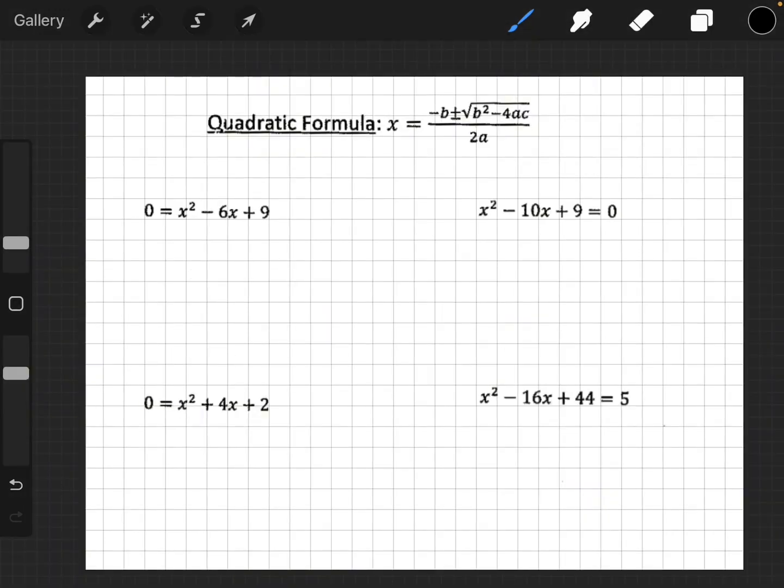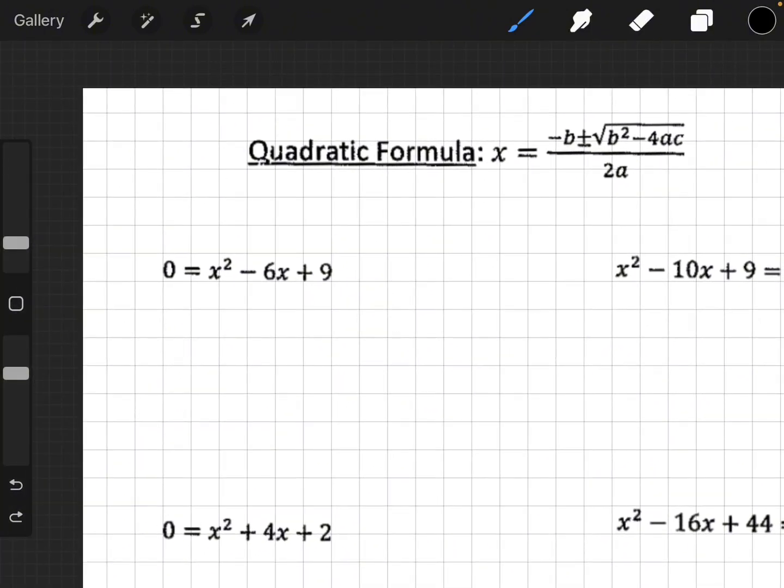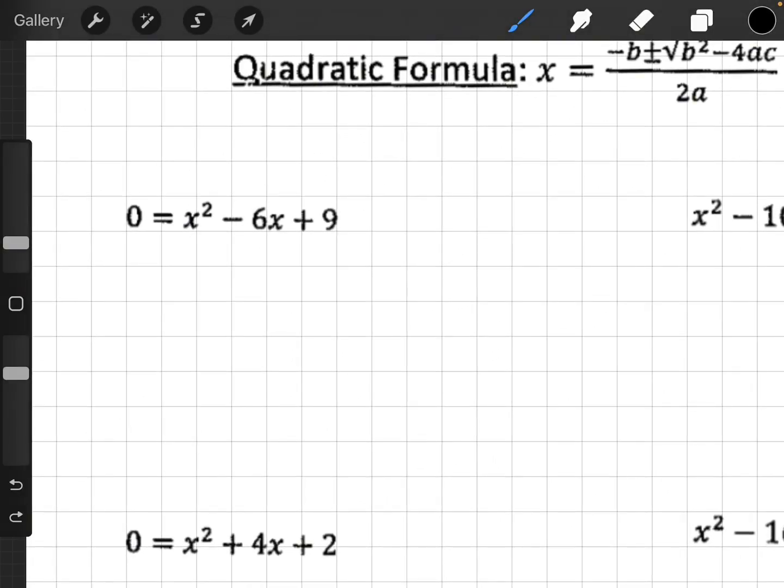Next, we'll solve using the quadratic formula. So here's the quadratic formula: negative b plus or minus the square root of b squared minus 4ac, over 2a. So your values of a, b, and c are going to follow in this sequence. The first term is a, the second term is b, and the third term is c. So here, a equals 1, b equals negative 6, and c equals 9.